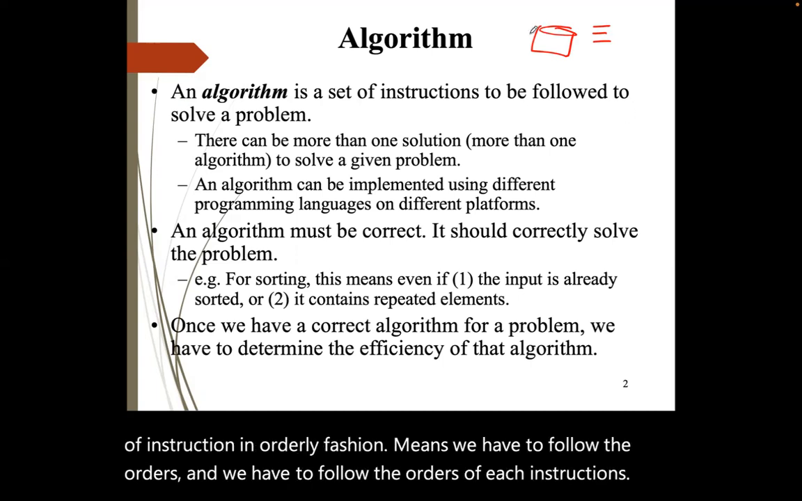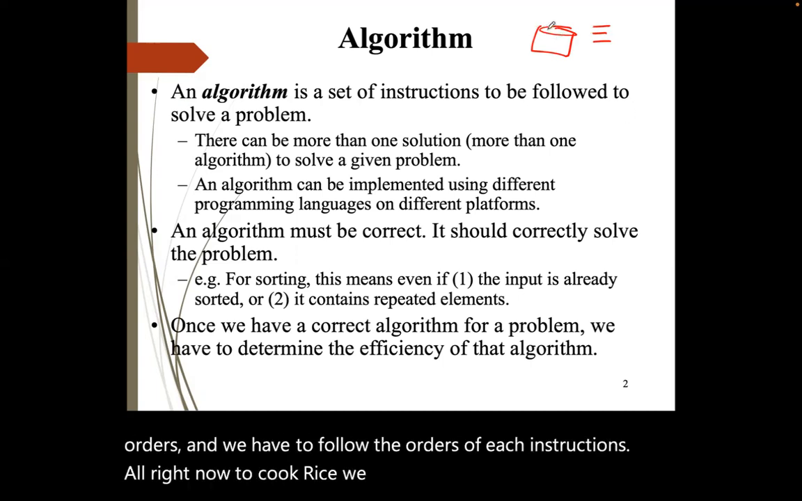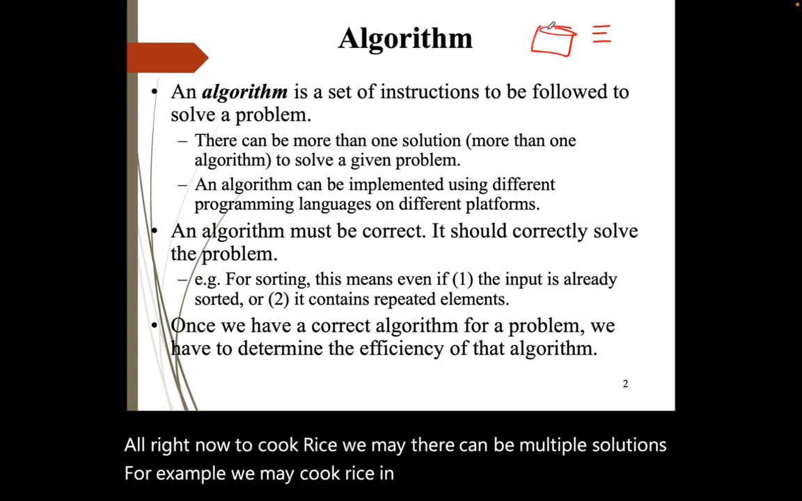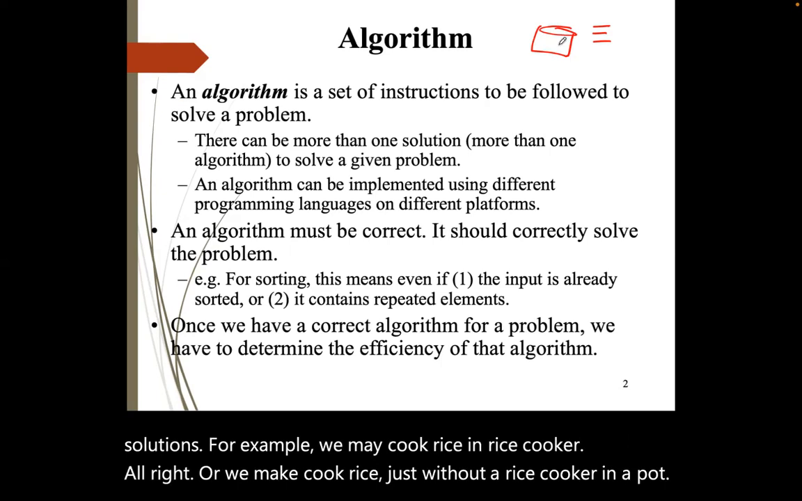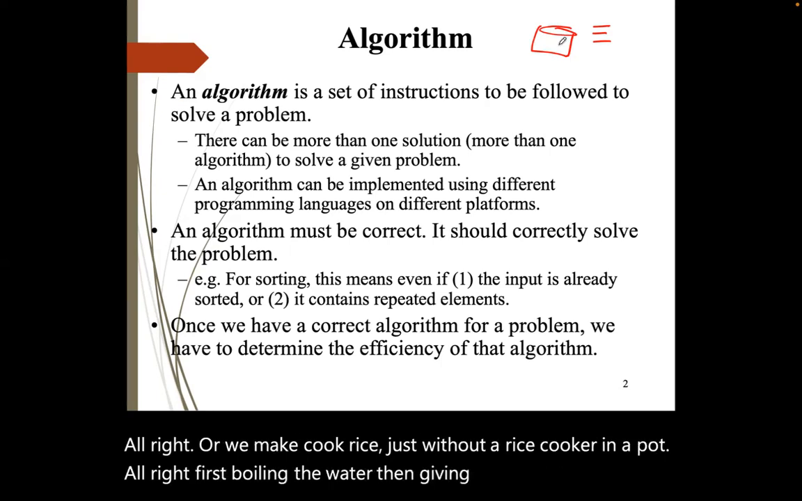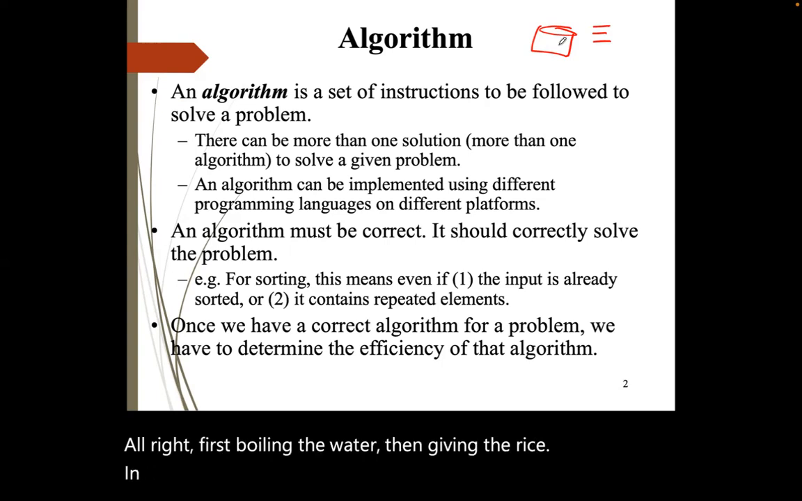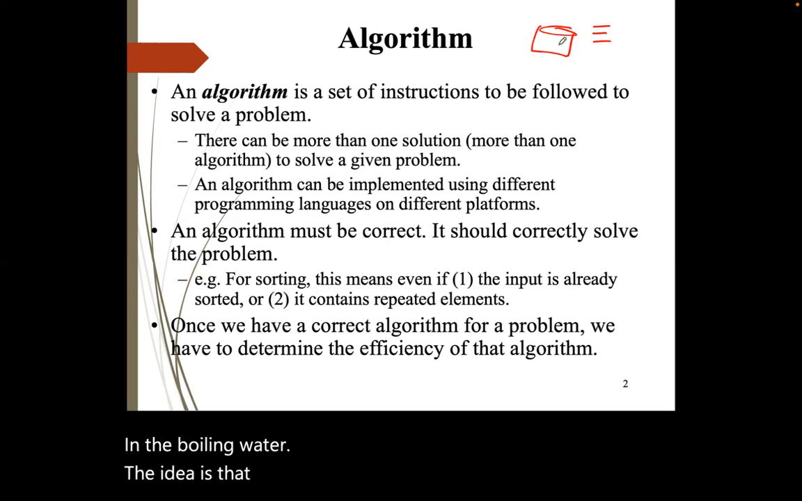All right. Now to cook rice, there can be multiple solutions. For example, we may cook rice in a rice cooker. All right. Or we may cook rice without a rice cooker, just in a pot. All right. First boiling the water, then putting the rice in the boiling water. Now, the idea is that for the same problem, we might have multiple solutions.